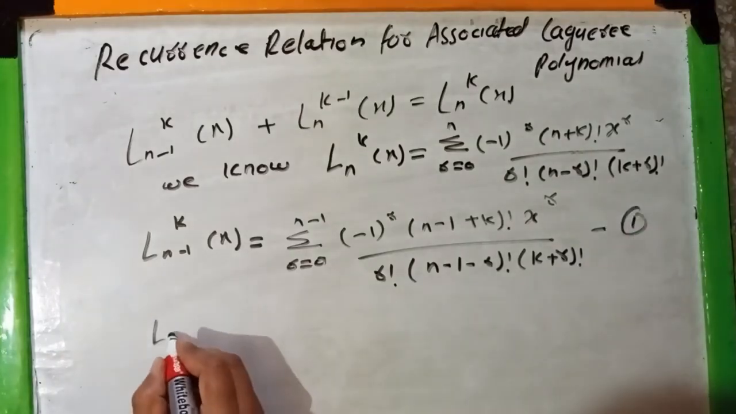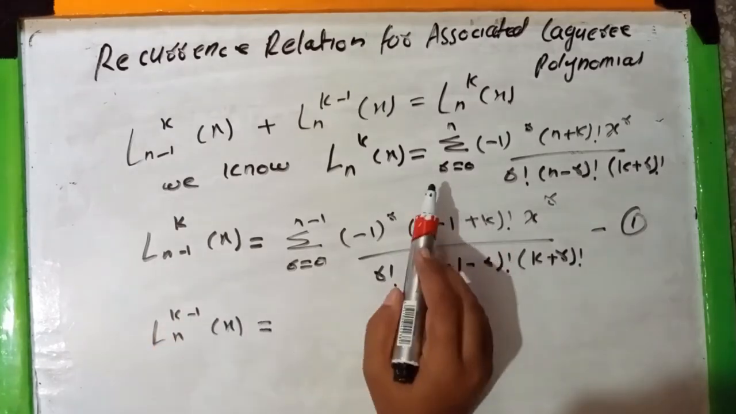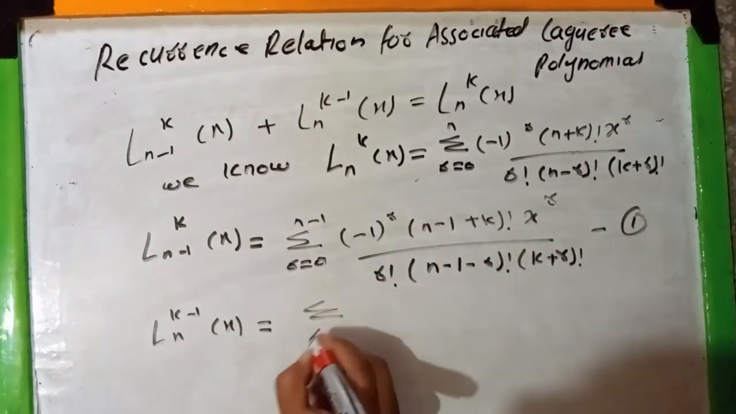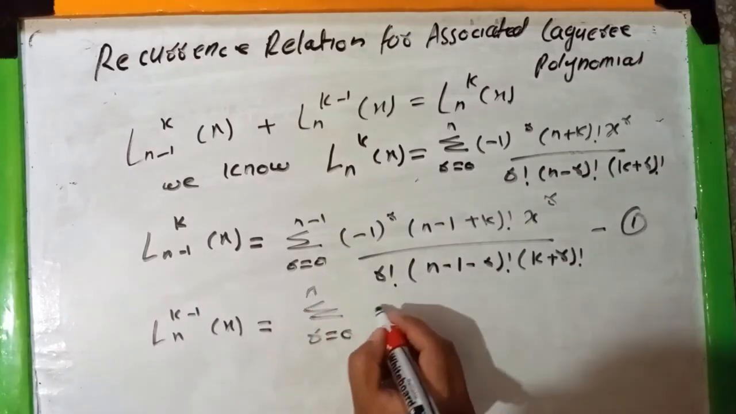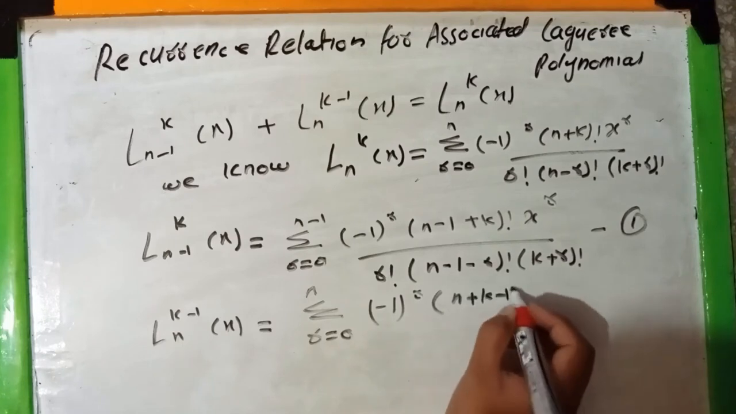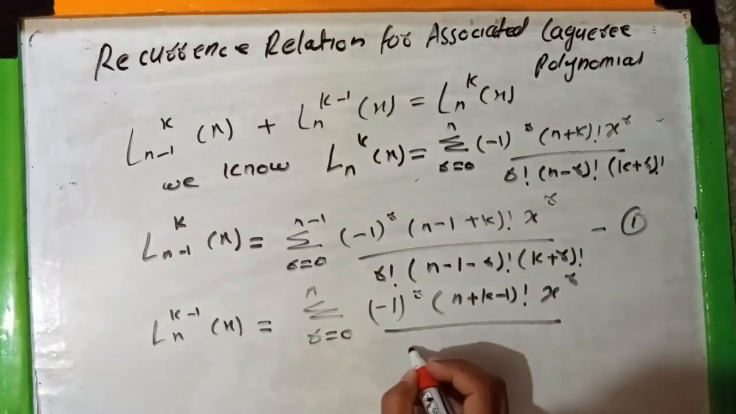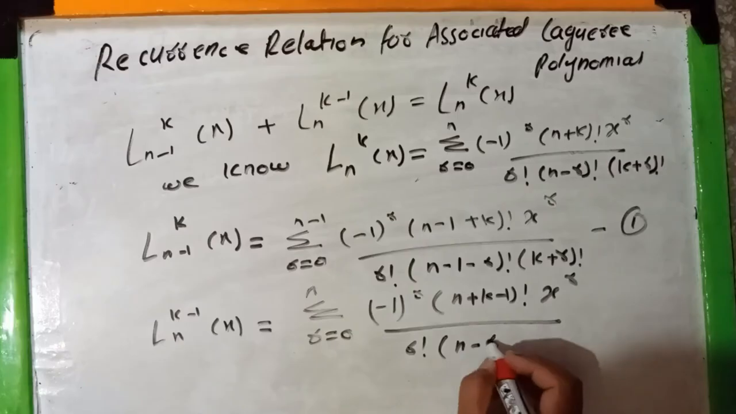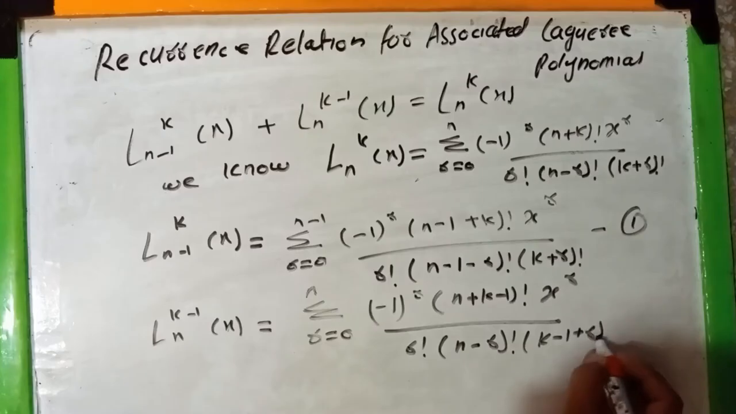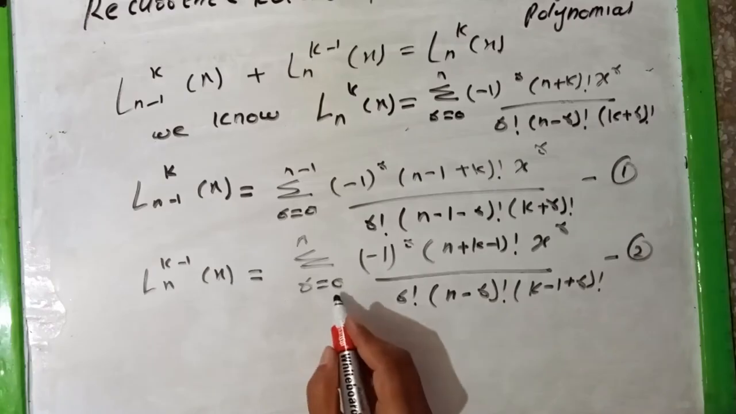And L_n^(k-1)(x) is equal to, replacing k by k minus 1 in this equation, summation r = 0 to n (-1)^r (n+k-1)! x^r / (r! (n-r)! (k-1+r)!). This is equation number 2. In equation 2, r has summation from 0 to n.